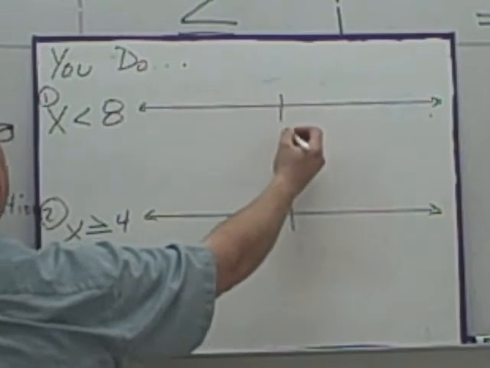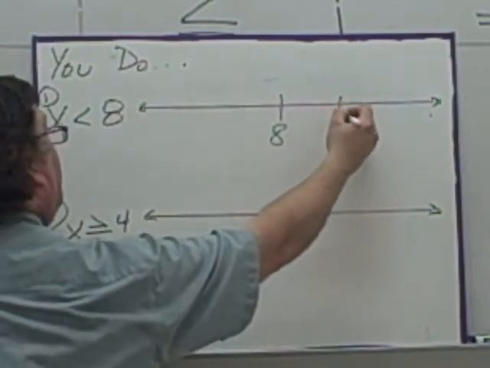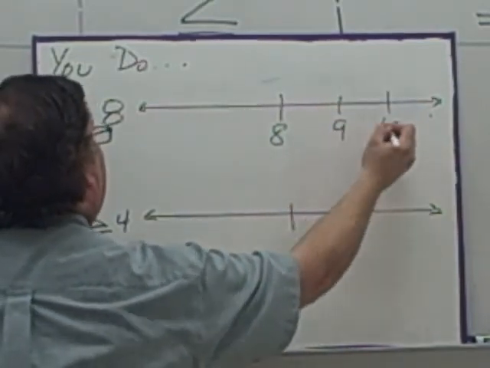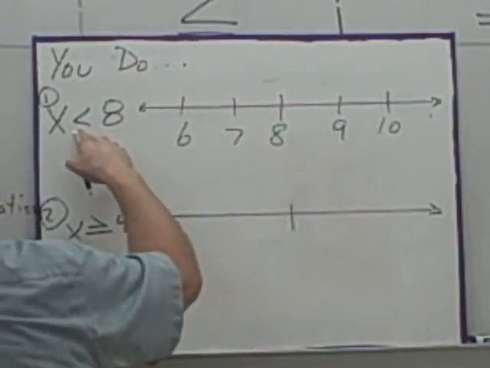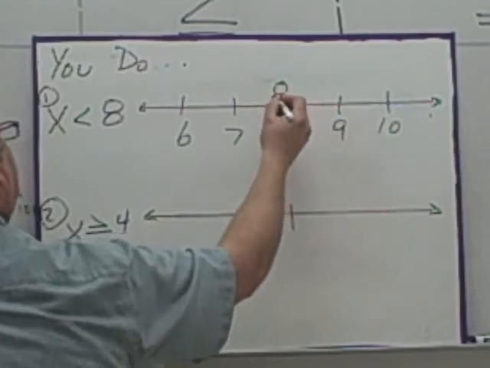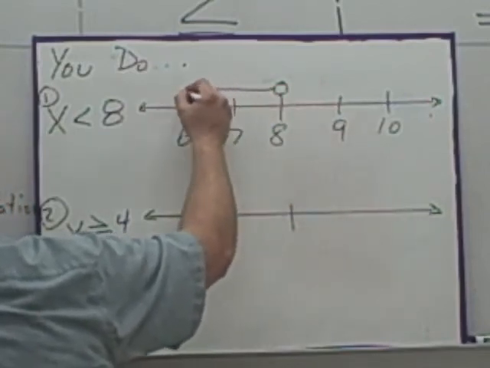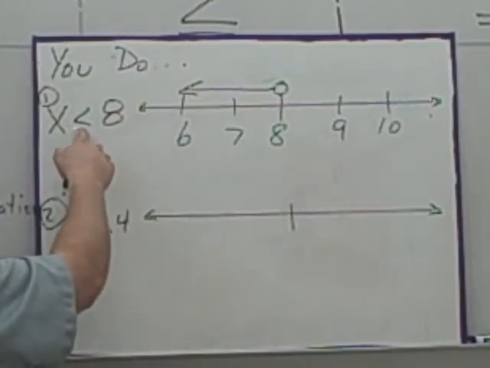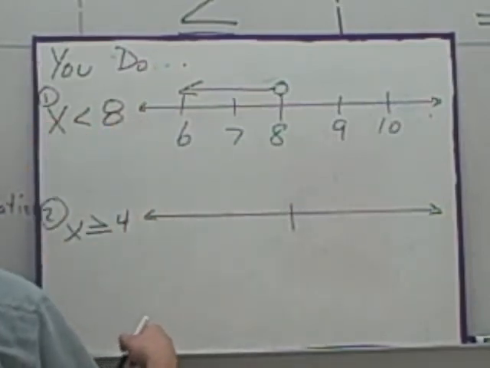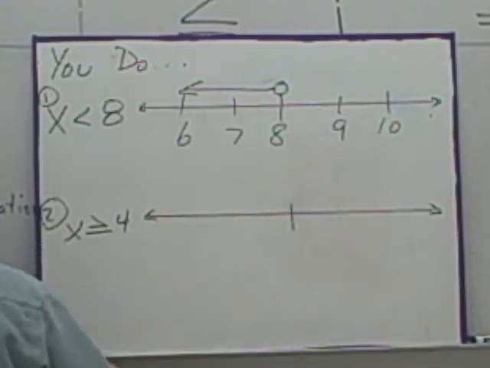All right, we have a spot in the middle here, that's 8. 2 marks to the side, 9, 10. 2 marks to this side, 7, 6. Less than, not or equal to, so it's an open circle. Less than means we're going to go in this direction. We're going to get towards the lower numbers, which is also indicated by the fact that the arrow is pointing in that direction. All right, that's the graph to that one.